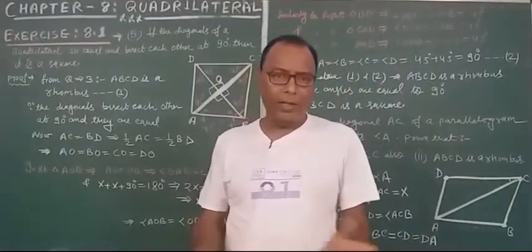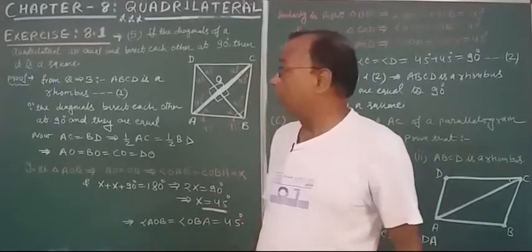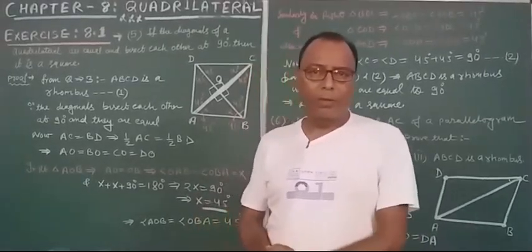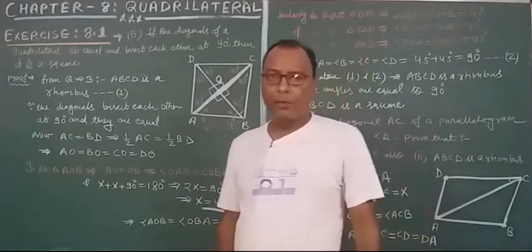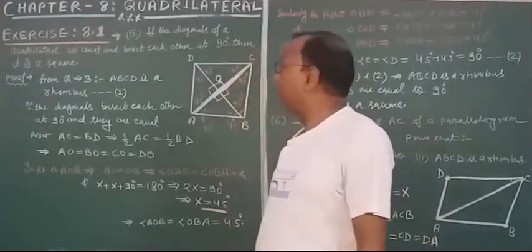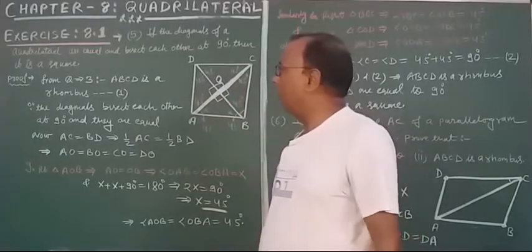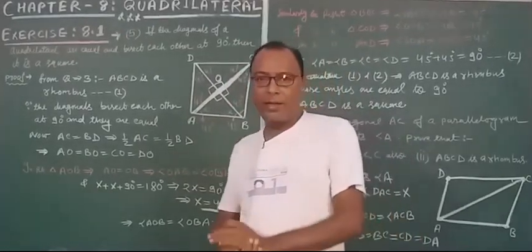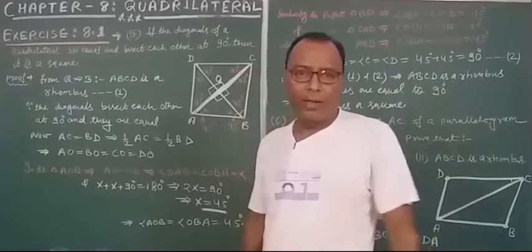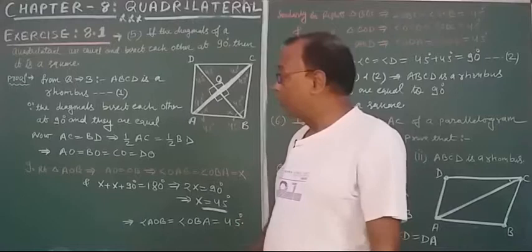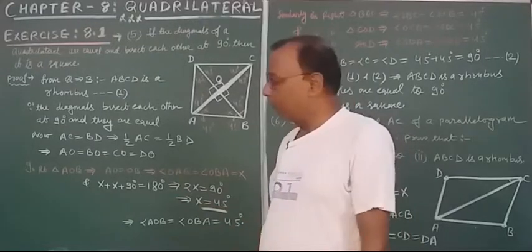Today I am starting with question number 5 of exercise 8.1 from the topic quadrilaterals. So this is question number 5. If the diagonals of a quadrilateral are equal and bisect each other at 90 degree or right angle, then it is a square. Just look at the proof of this.